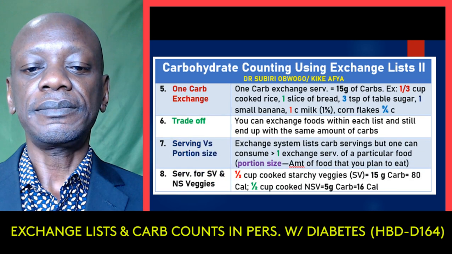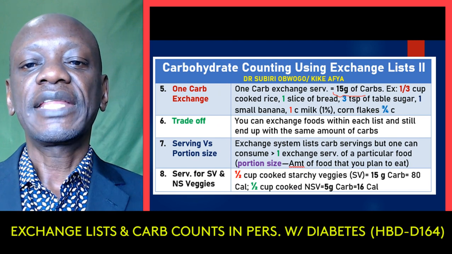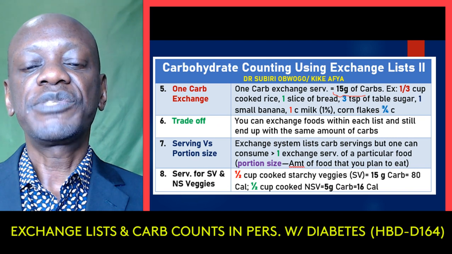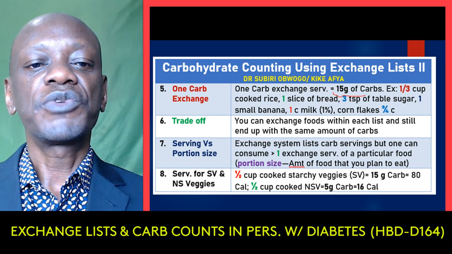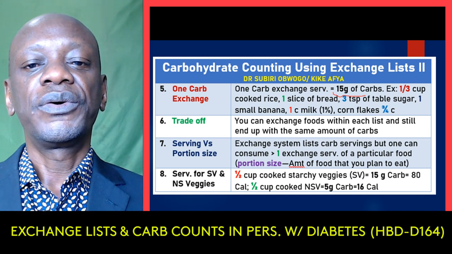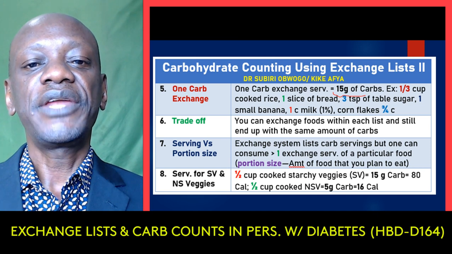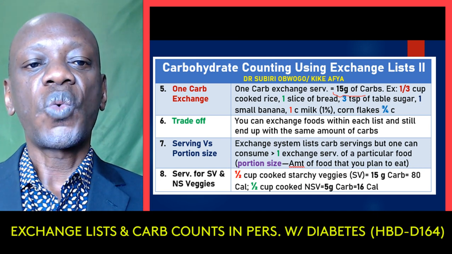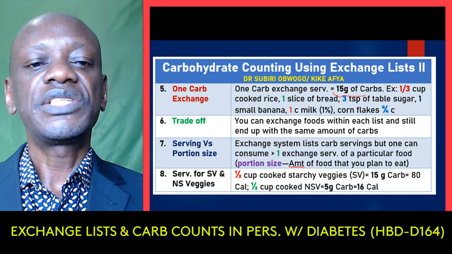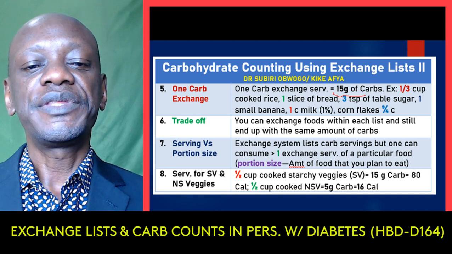So one carbohydrate exchange is about 15 grams of carbohydrates. For example, a third of a cup of cooked rice, 1 slice of bread, 3 teaspoons of table sugar, 1 small banana, 1 cup of low-fat milk, 1% fat, or 3/4 of a cup of cornflakes. Each of these has 15 grams of carbohydrates, and that's what we call one carbohydrate exchange. Now the beauty of this system is that you can actually trade off. You can exchange foods within each list and still end up with the same amount of carbs.